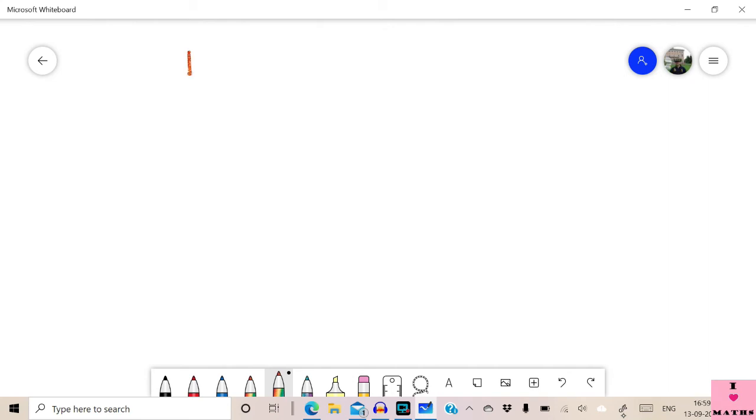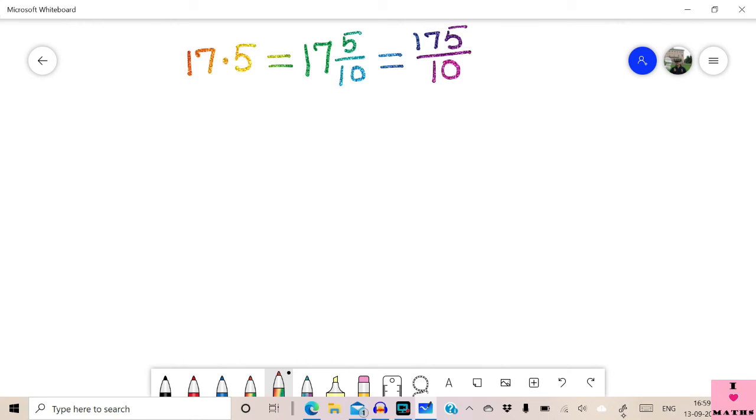Let us try some more examples. If we have 17.5 and we want to change it into a fraction, this would be 17 whole 5 upon 10. Or if we change it into an improper fraction, 17 tens are 170 plus 5 is 175 upon 10. See children, this is the whole number part. This is the decimal part which we have changed into the fractional part.